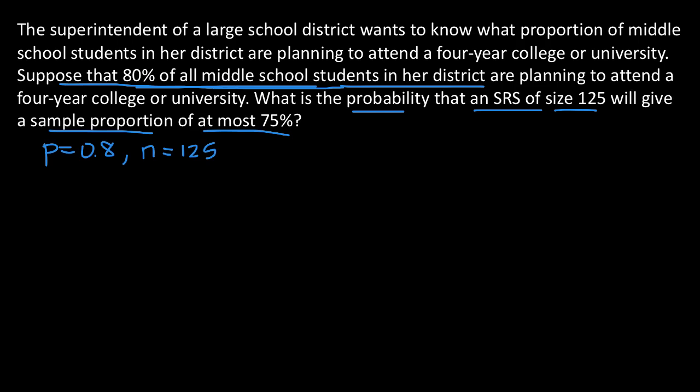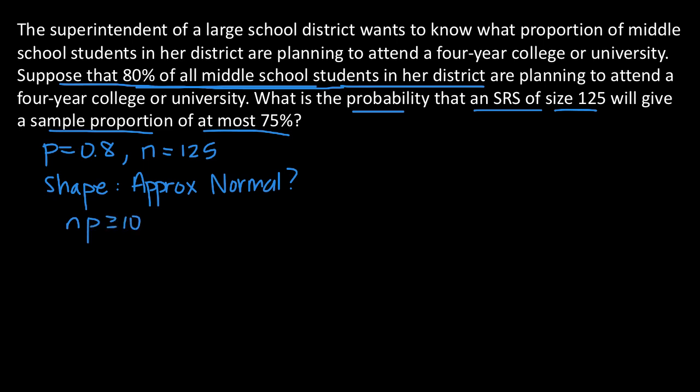Before we can do that, we need to figure out the shape, center, and spread of the sampling distribution, and also check that the conditions are met. So let's start with the shape. Is it approximately normal? In order to check for that, we need to check the large counts condition, and that's that n times p is at least 10.